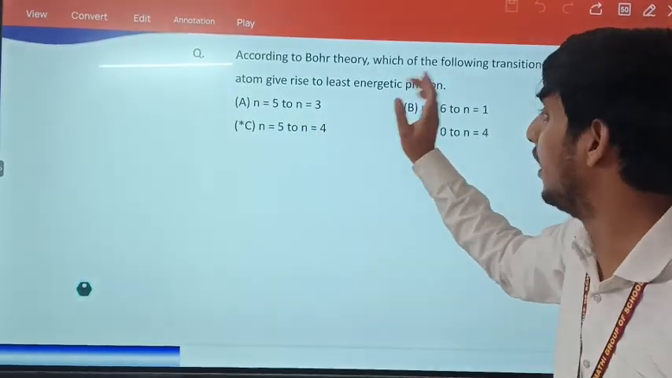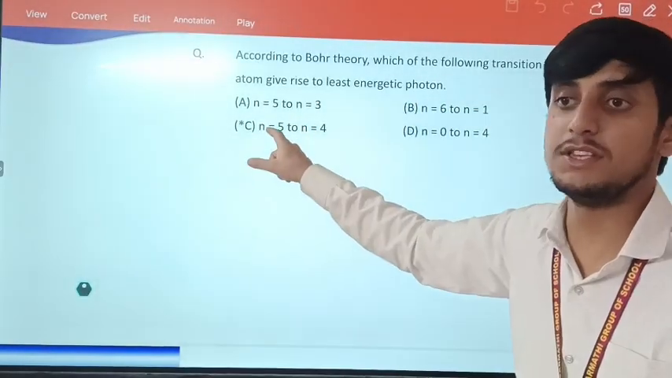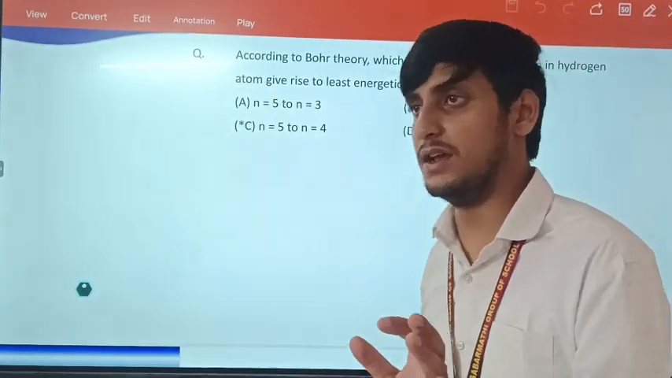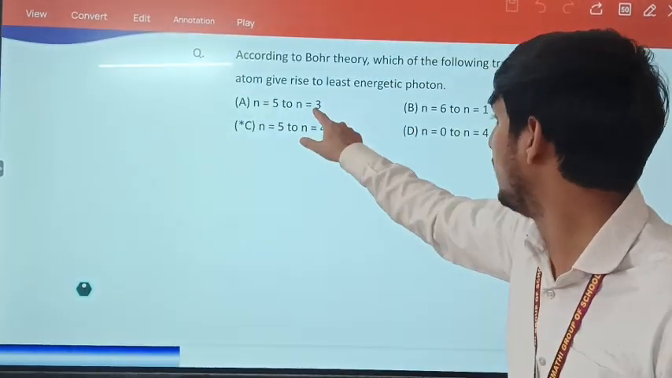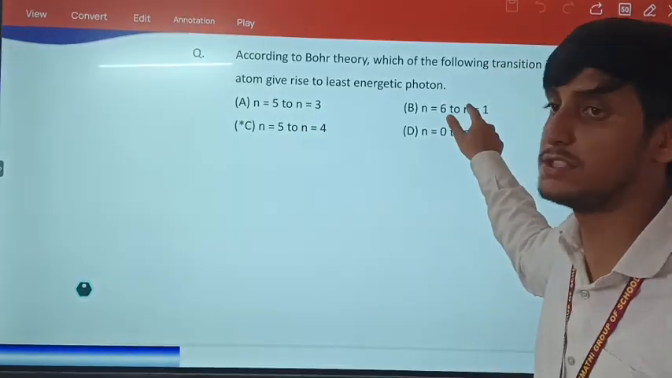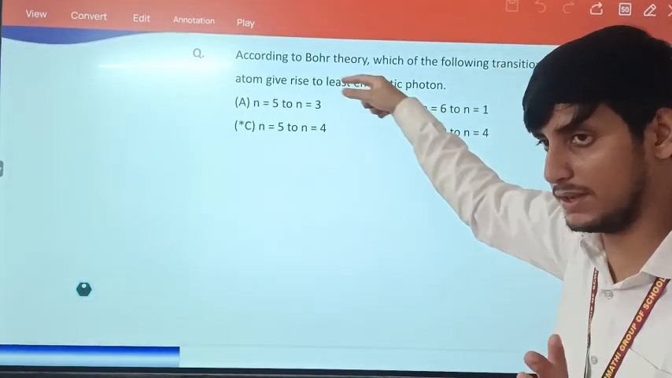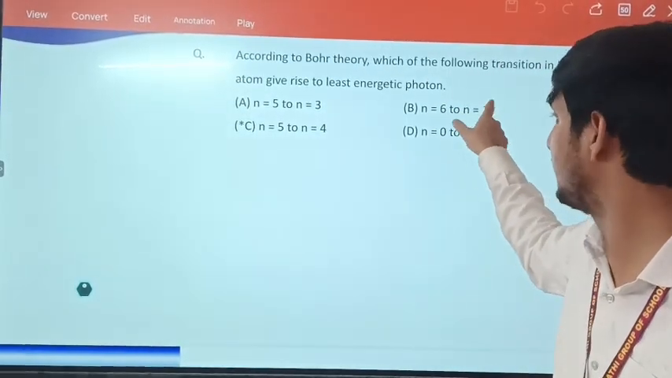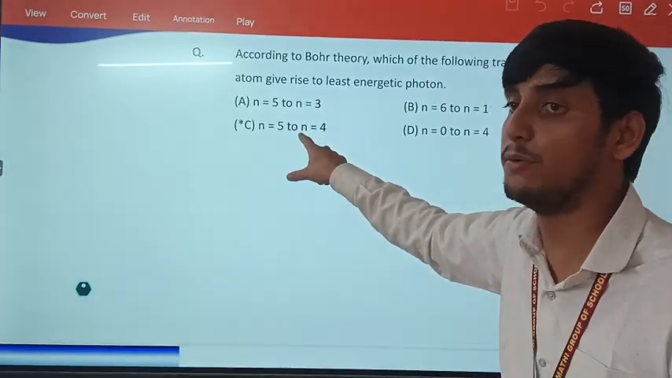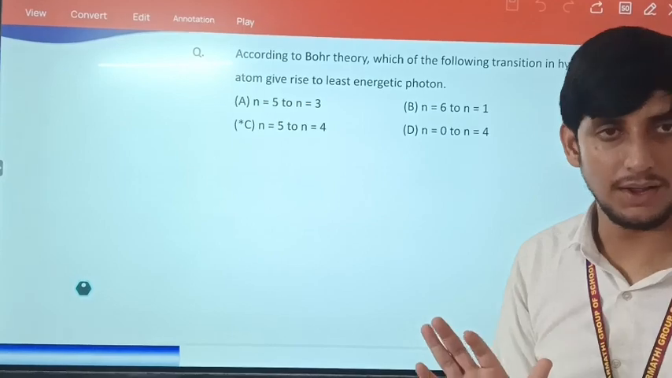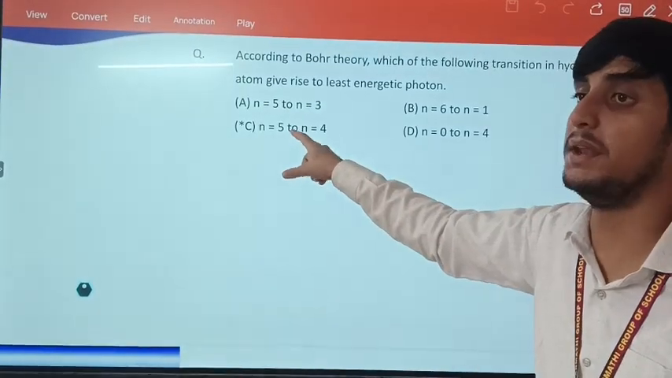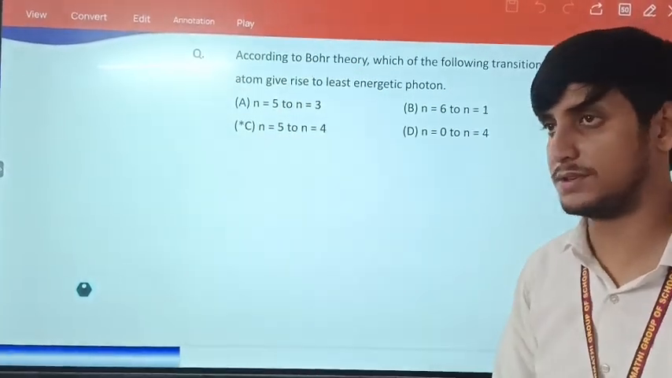First, second, third. Now check which is present near to the nucleus. Near to the nucleus means more energy release. n2 to n1 means maximum energy release compared to these three. Then this one, then n equal to 4, means away from the nucleus, which means minimum energy is released.